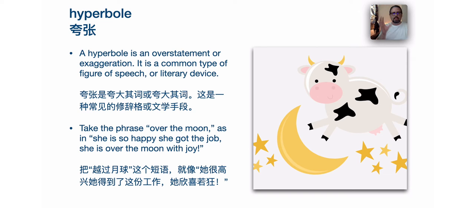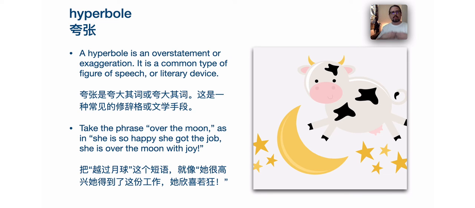Clearly, it's impossible. But this metaphor or figure of speech, over the moon, is a common idiomatic expression. It's used very commonly in informal speech. So it's a hyperbole, it's an exaggeration, and it's a literary device. Okay, so the phrase "over the moon," as in she is so happy she got the job, she's over the moon with joy, is a hyperbole, right? Over the moon emphasizes the feeling of happiness and excitement. Okay, so that's why we use it.